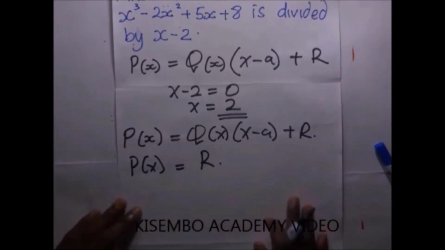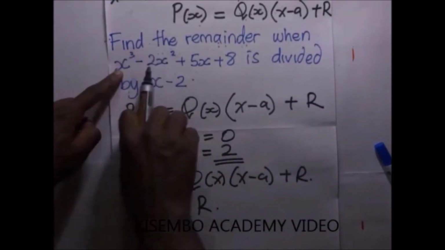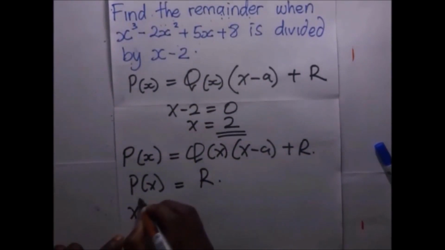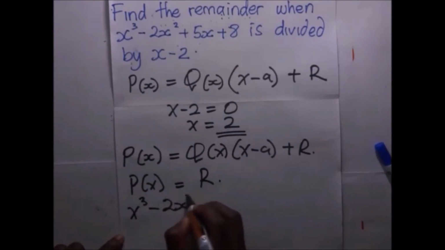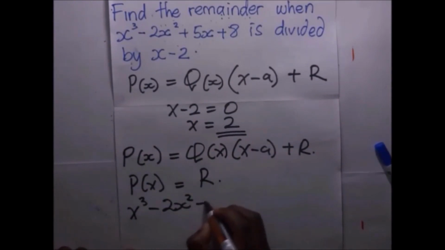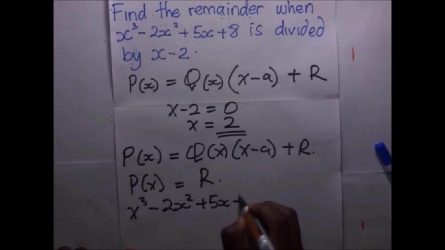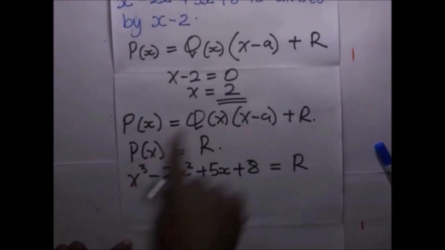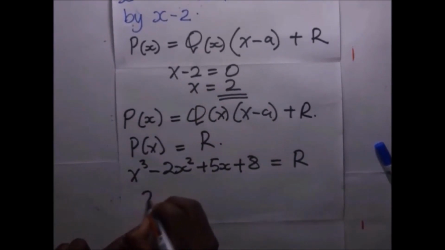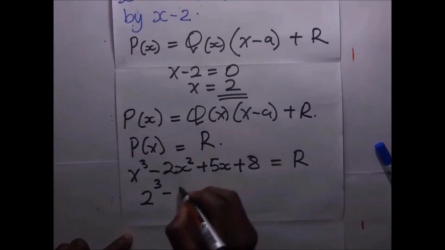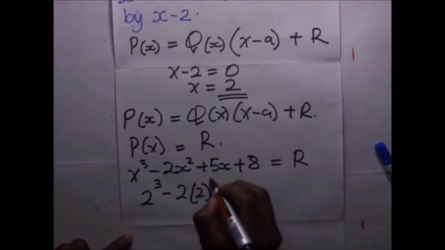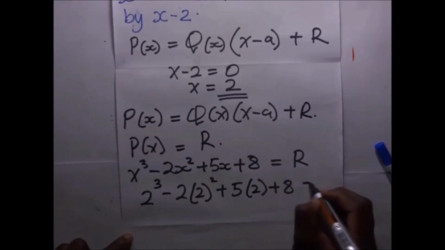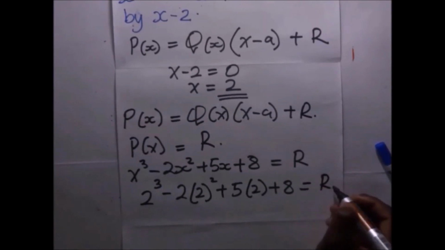Now our polynomial here in our question is x cubed minus 2x squared plus 5x plus 8, and that is going to give us our remainder. Now our value of x is 2. So it's going to be 2 cubed minus 2 times 2 squared plus 5 times 2 plus 8, which is giving us our remainder.